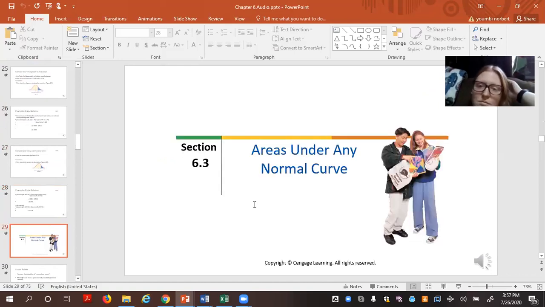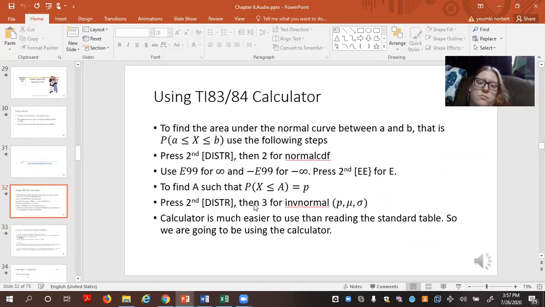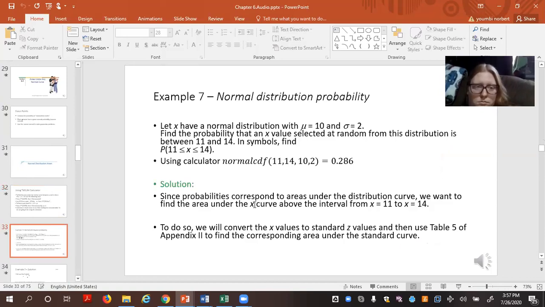So now 6.3, we want to answer a question about a regular normal distribution. What we have done so far was about standard normal distribution. So these are the instructions in case you forget. In slide 32, I gave you the instruction how to find the probability that a value is between two numbers. So let's look at this example.